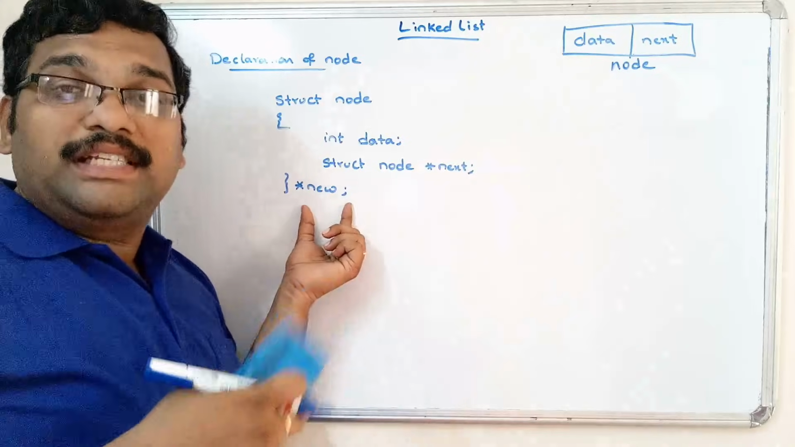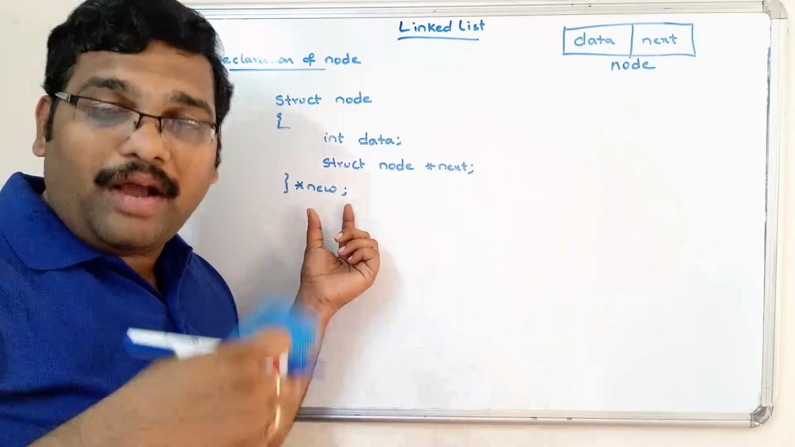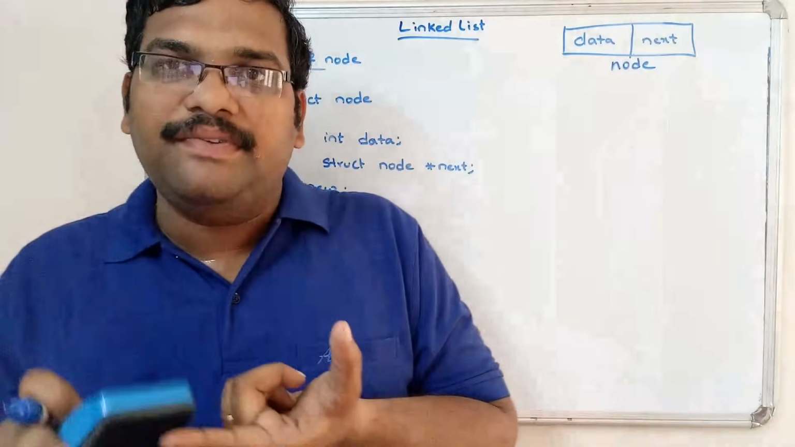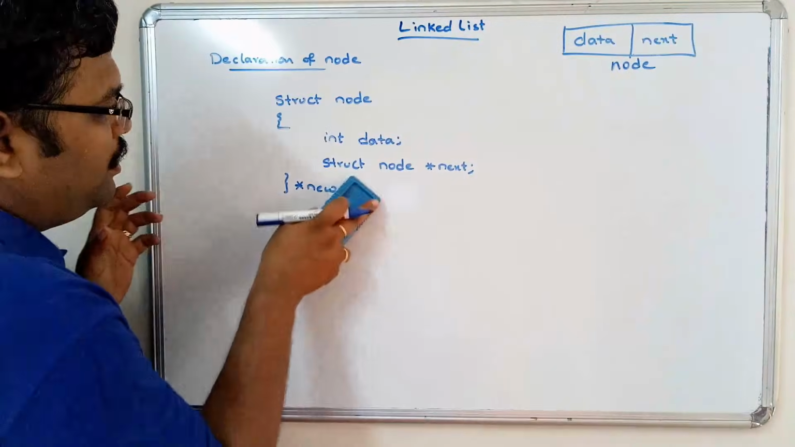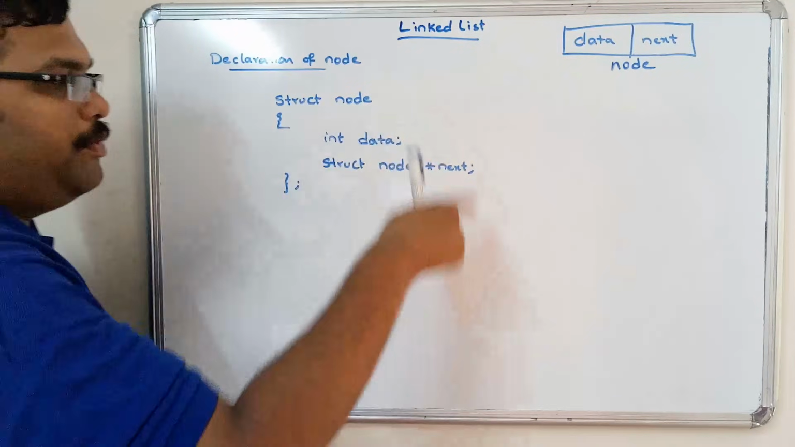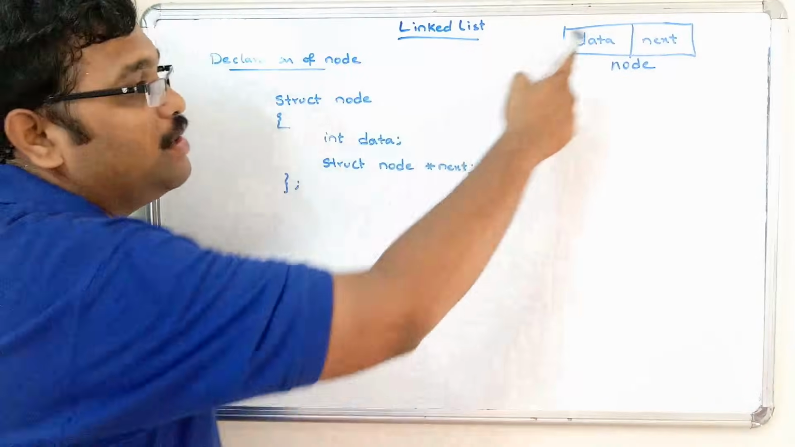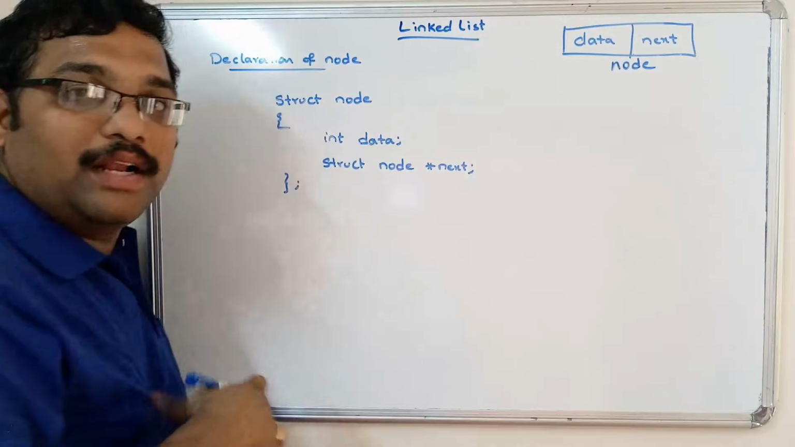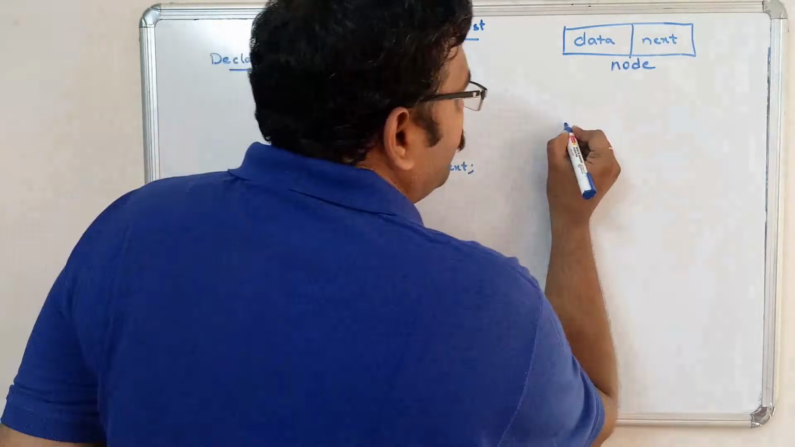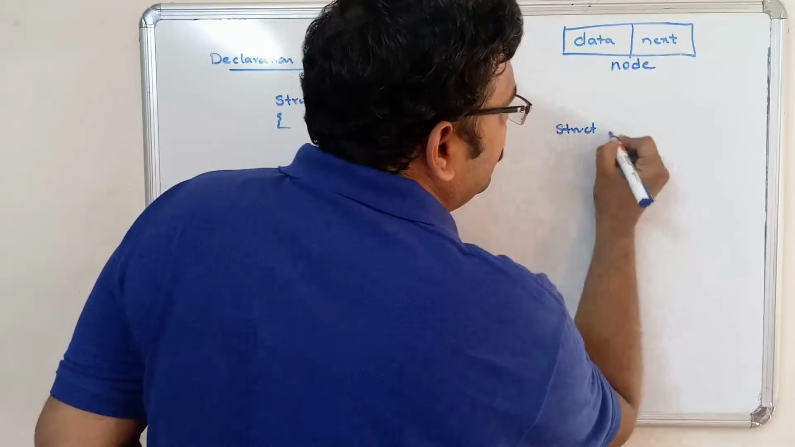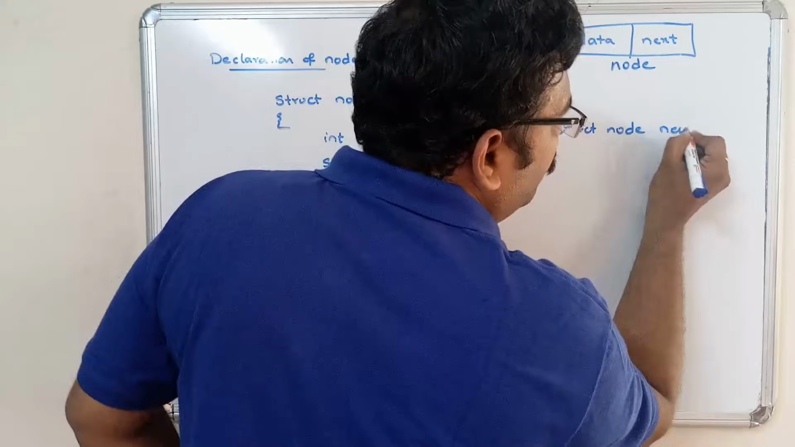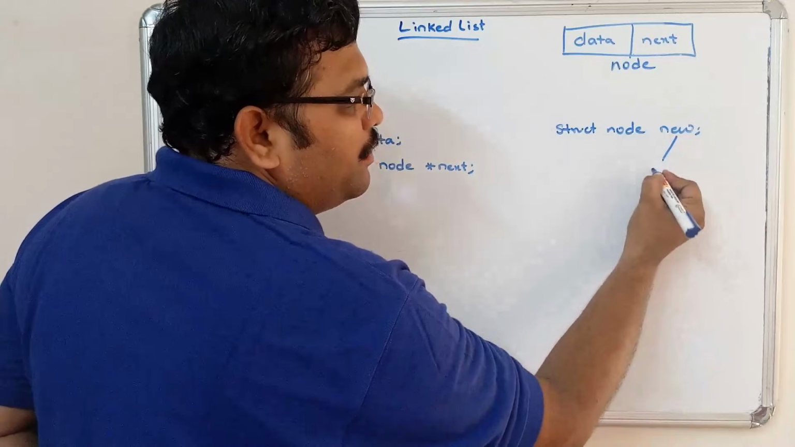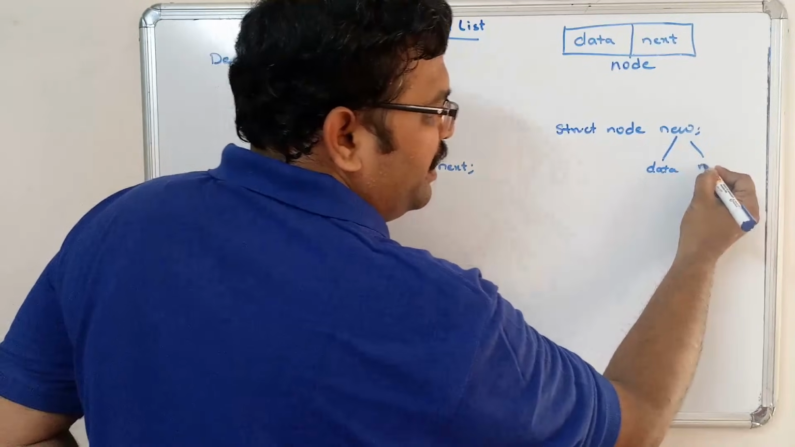Here, instead of using the normal structure variable, we have to declare the pointer structure variable. Hope you understood this one, right? It is self-referential, because one is data, another one is next, which is also representing the same node. So for this we have created this one. Normally if you create the structure variable struct node new, it will be having a data and next.